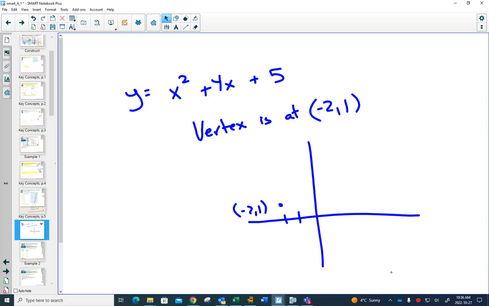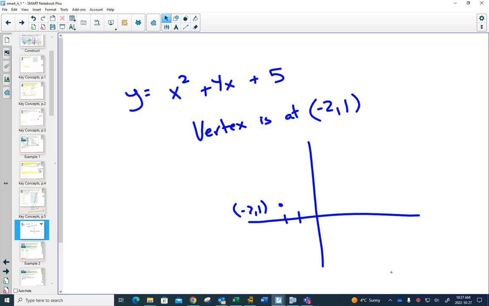How many people see the pattern? How many people don't see the pattern? Okay, right hand, you see the pattern, left hand, you don't. Either way, right? Or if you're doing the test, then you know that. What's the pattern that you saw? The number before the x is positive, that makes it open up.